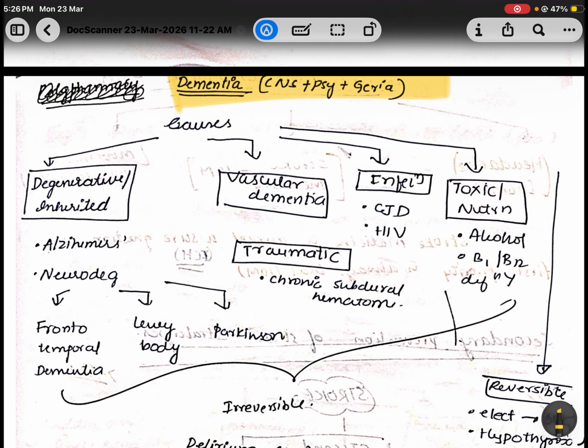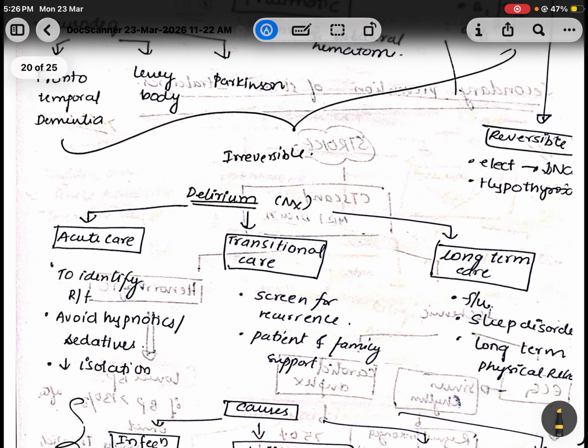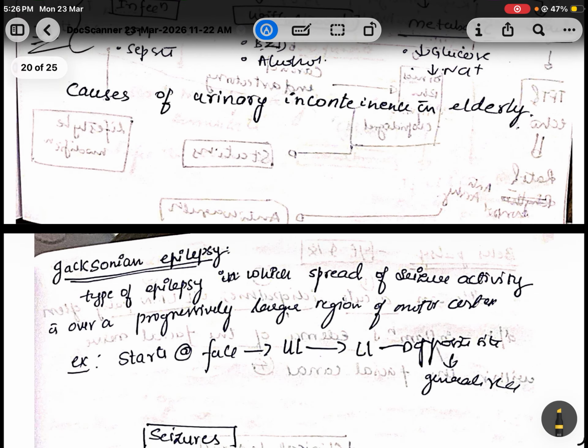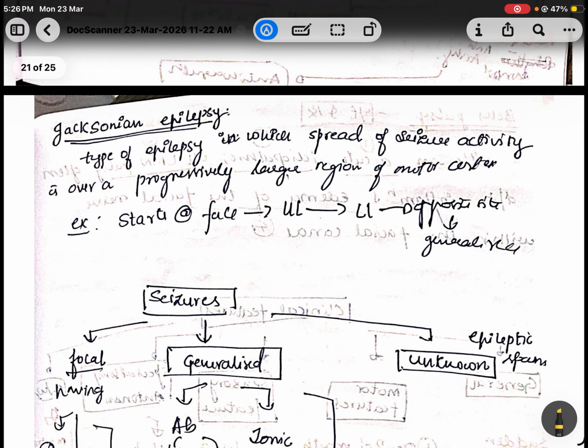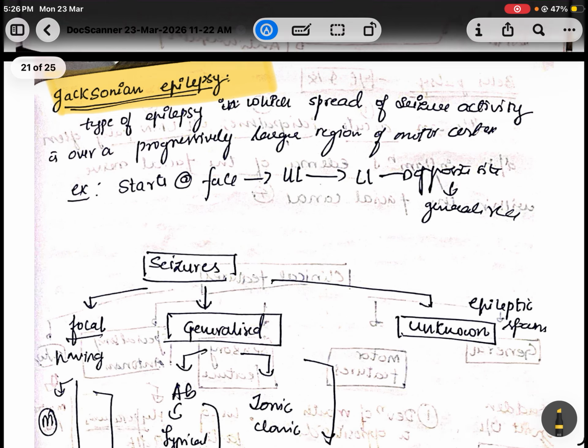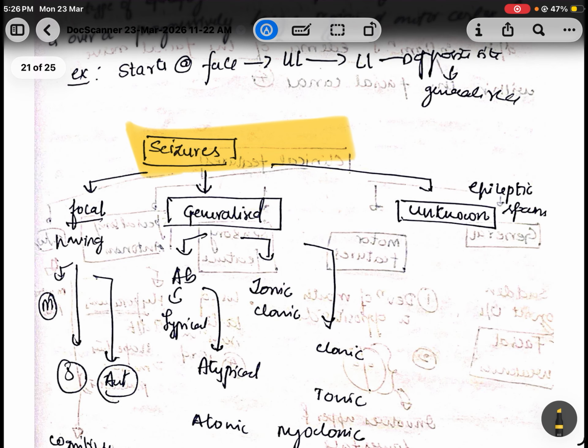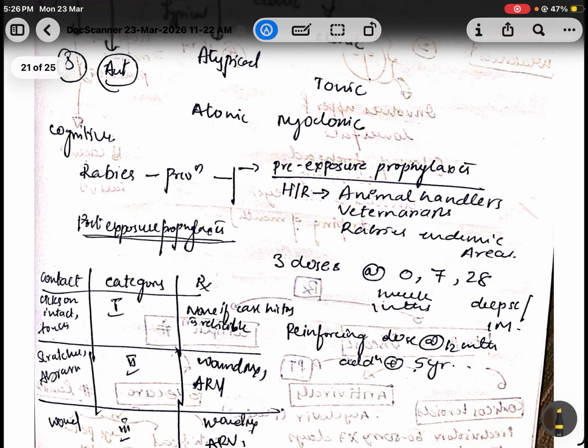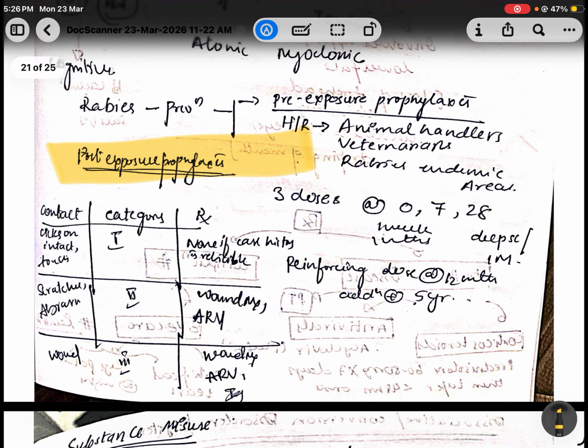Even if you just read this, you'll be in a position to understand it, so I'm not explaining much. Again, in CNS, I had left out Jacksonian epilepsy and classification of seizures, so I've just mentioned it accordingly. And also the post-exposure prophylaxis of rabies is important, and sometimes they ask about pre-exposure prophylaxis also.